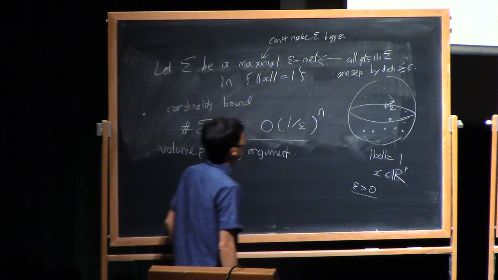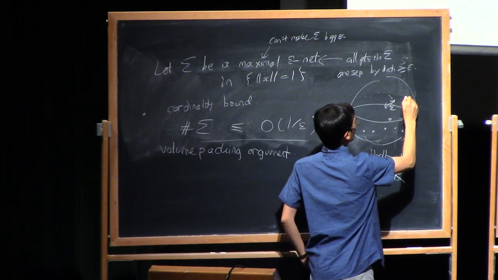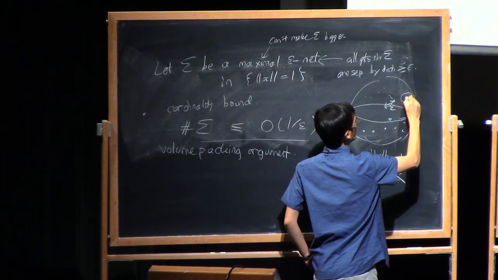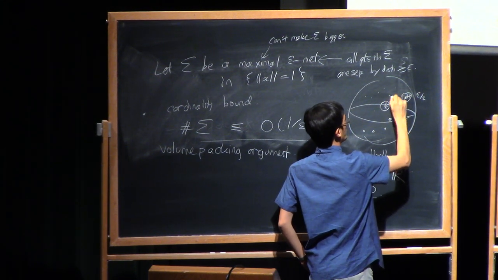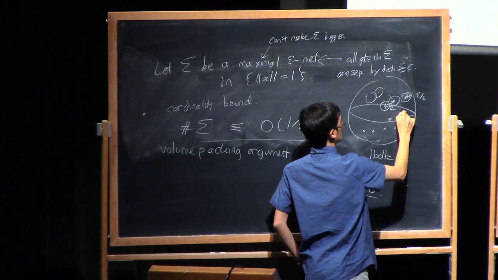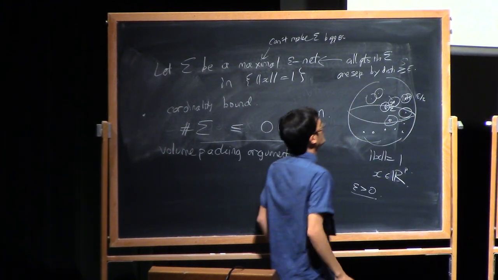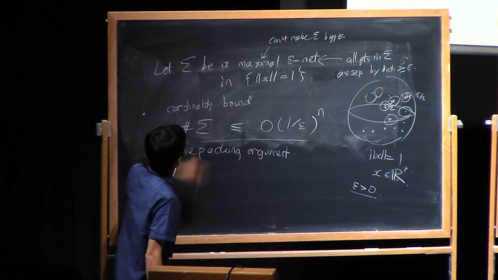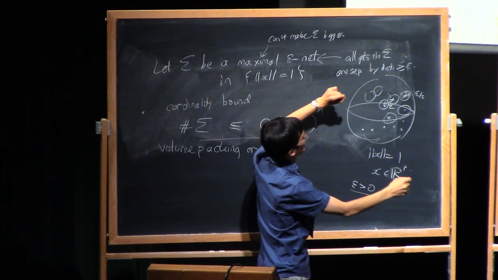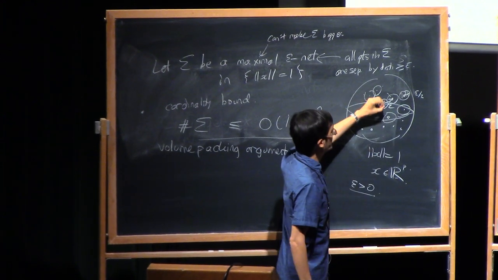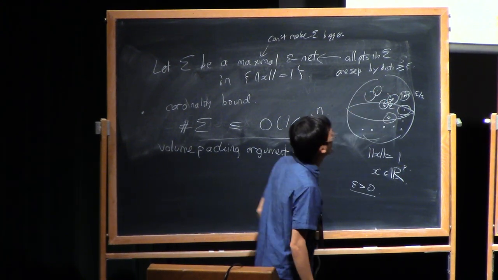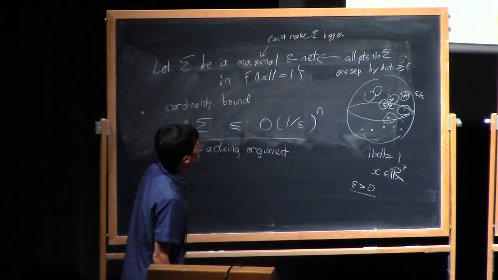Okay, see, what you can do is that if you have this net, around every point in the net, you form a little ball. You take the ball of radius epsilon over 2. So around every point in this net, you take a ball like this, and because it's an epsilon net, because all points are separated by at least epsilon, then by the triangle inequality, all these balls are disjoint. Okay, so you can fatten up each of these points into a ball, and all these balls are disjoint.